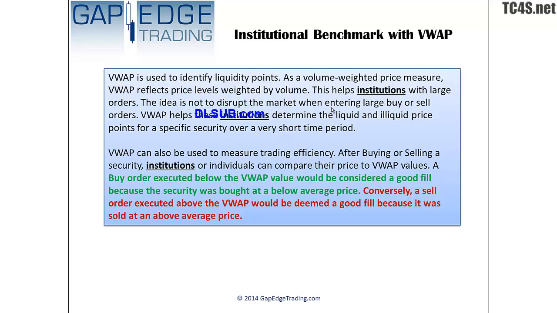After buying or selling a security, institutions or individuals can compare their price to the VWAP values. A buy order executed below the VWAP for a desk trader at a large firm would be considered a good fill because the security was bought below the average price. Conversely, a sell order executed above the volume weighted average price would be deemed a good fill because it was sold at an above-average price. So it's basically a benchmark, and they're trying to trade in relationship with the VWAP.